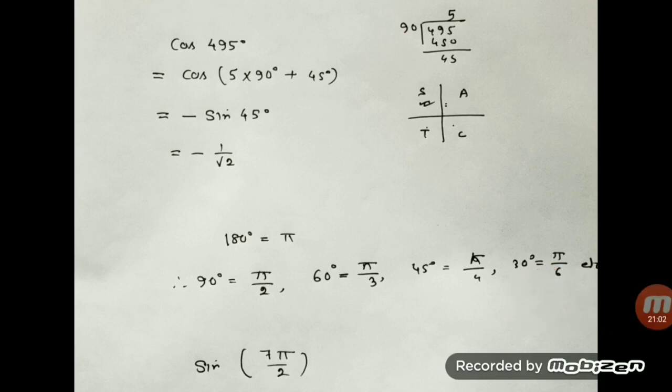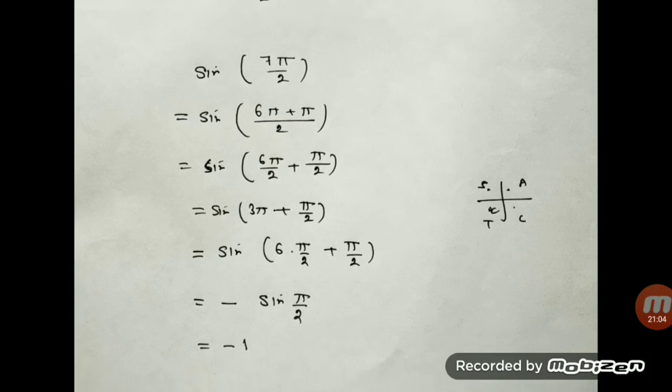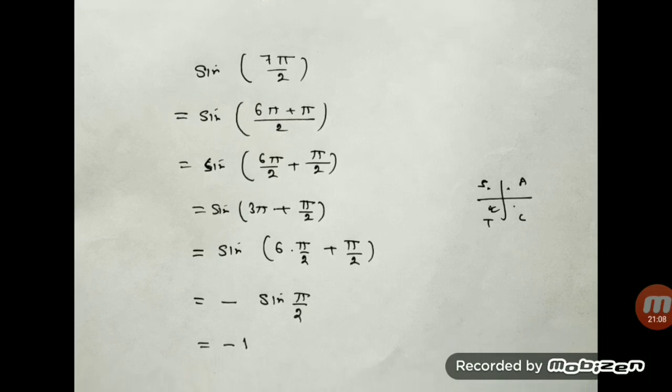We can get it. Suppose the value is given like this in terms of radian, then also we can do the same. Suppose you have to get the value of sine of 7 pi divided by 2. So first you see, express the numerator as a multiple of the denominator plus or minus theta. Here it is 7 pi. So 7 pi can be written as 6 pi plus pi, a multiple of 2 plus pi. Then divide it into two parts, 6 pi by 2 and pi by 2. 6 pi by 2 will give you 3 pi plus pi by 2.